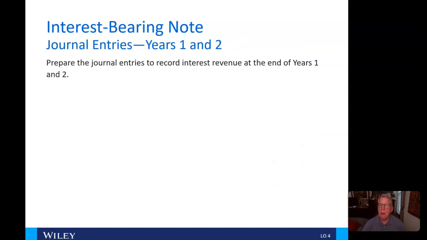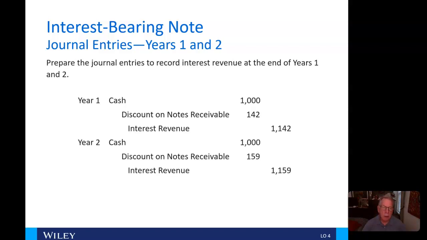And as it goes, it ratchets up to $10,000. So we're going to prepare the journal entries to record that interest revenue at the end of years 1 and 2. And there it is. No surprise there. The cash is going to be $1,000 that we're going to receive on that note, but interest revenue is going to be more than that, right?